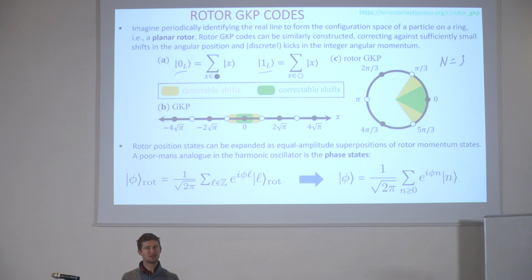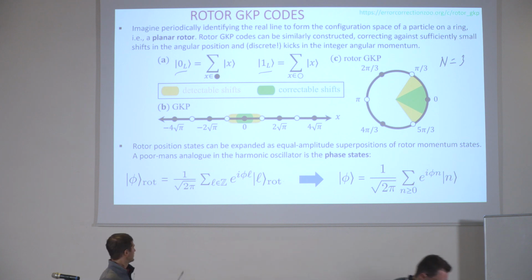But we're dealing with bosonic codes, right? And rotor states here on the left, phi and L, are related by this discrete Fourier series situation. And we want to take this intuition behind this rotor GKP code and put it inside the harmonic oscillator. Okay?